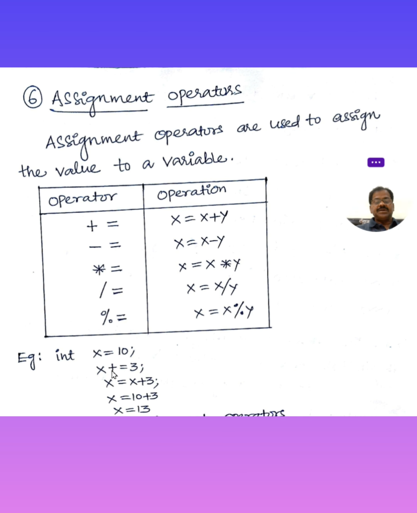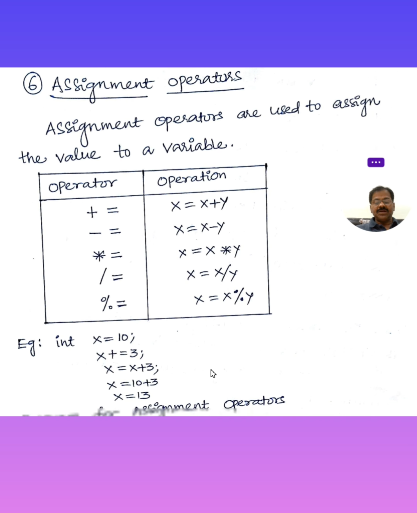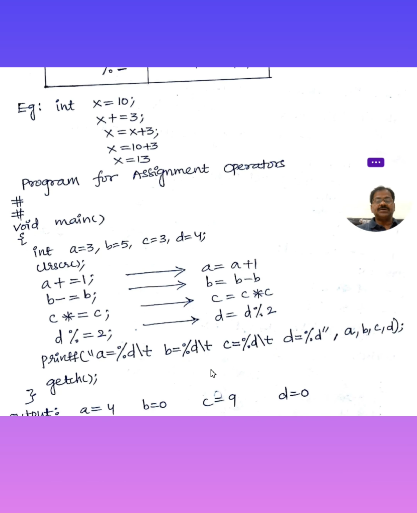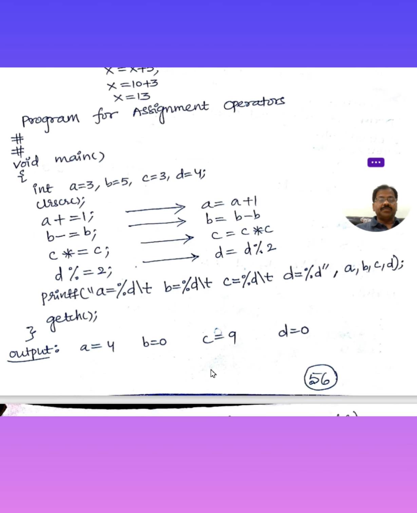You see here, x is 10, x plus equal to 3. That means x plus equal to 3 means x is equal to x plus 3. What is the x value? 10. 10 plus 3, 13. You see here, program for assignment operators.